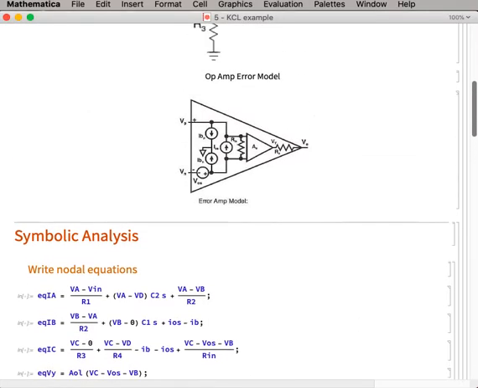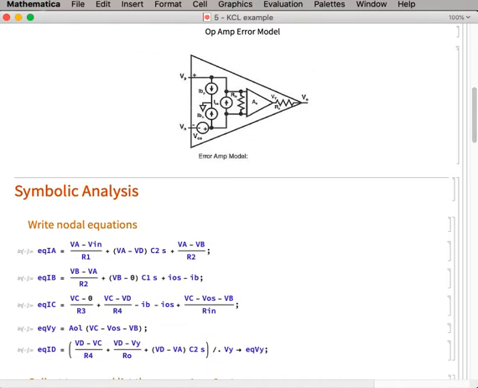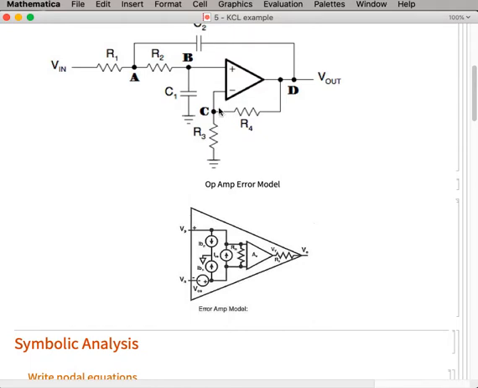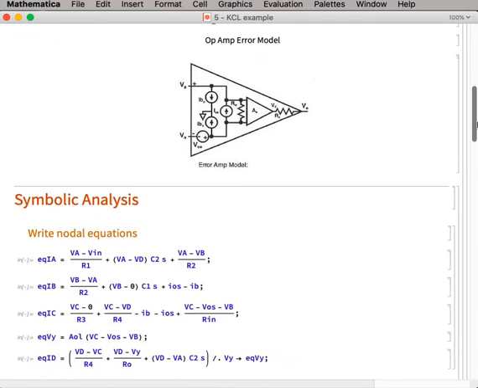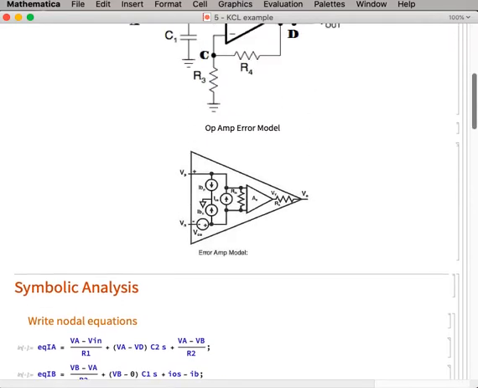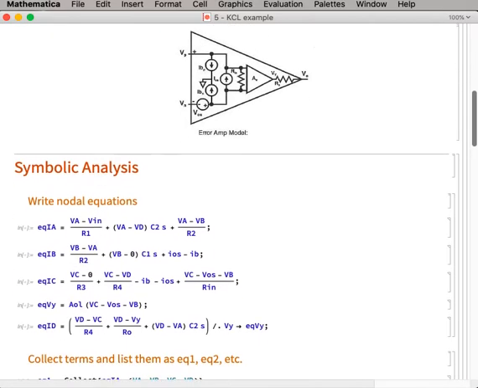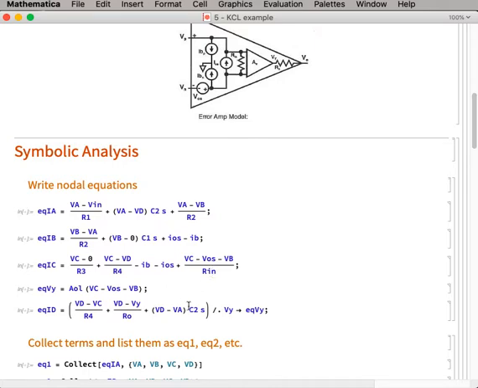And then finally we look at the node VD, and VD is VD minus VC over R4, VD minus VA times C2S, and also we have those two terms, and then VD, which is at the output, minus VY, which is the output of our ideal op-amp, divided by RO, the output.